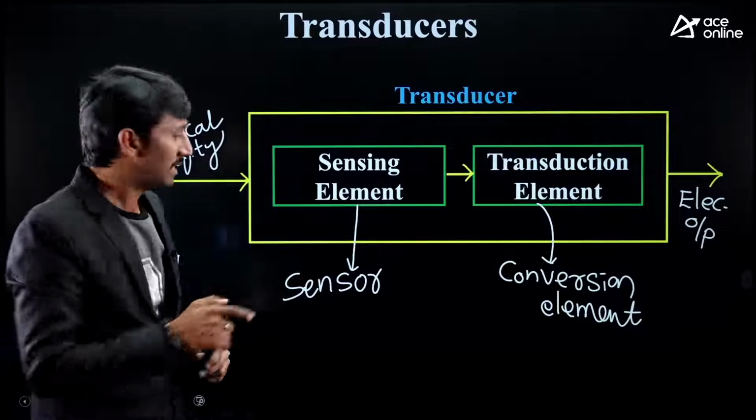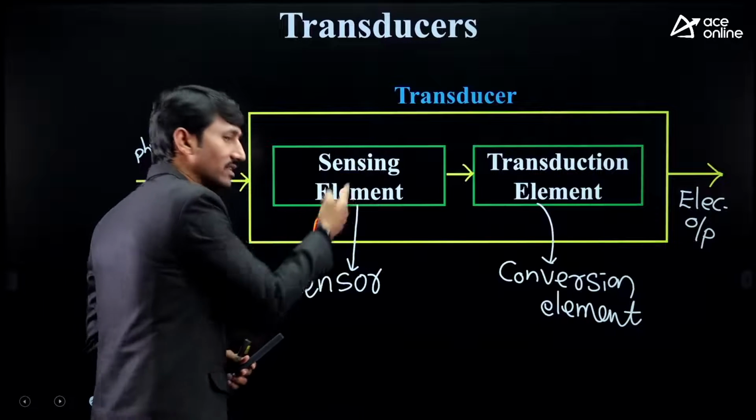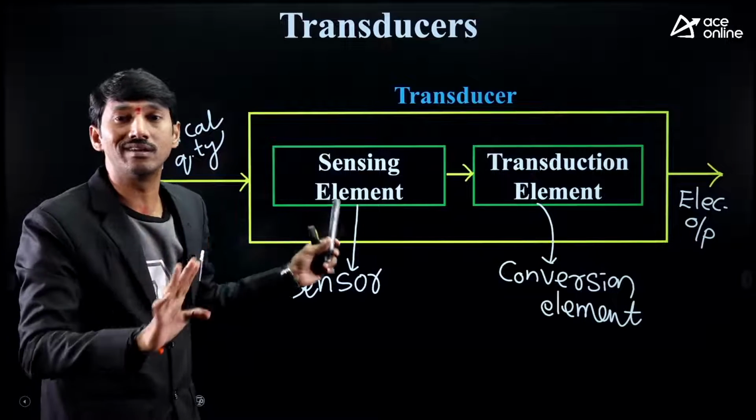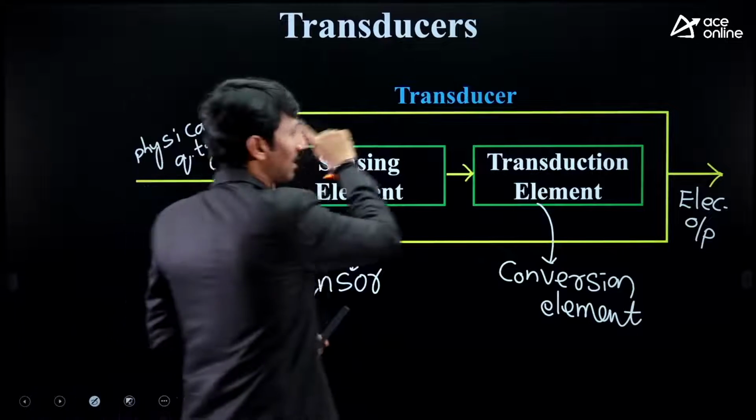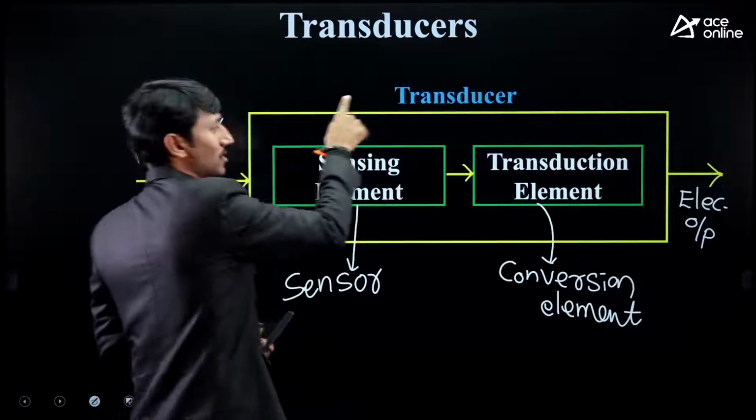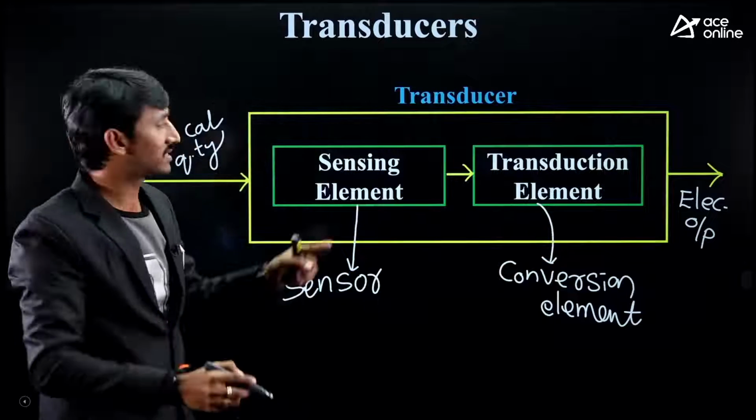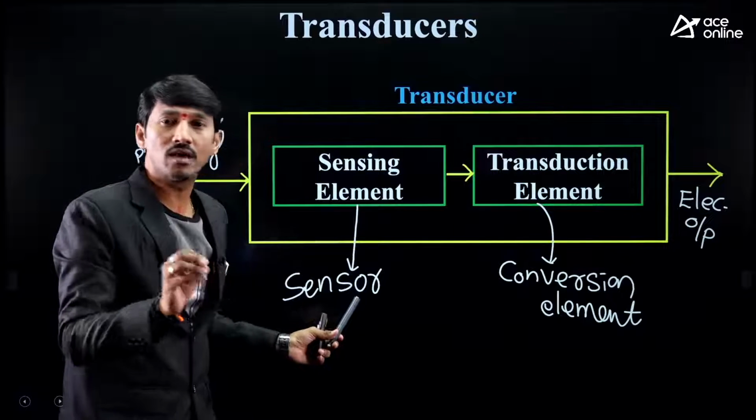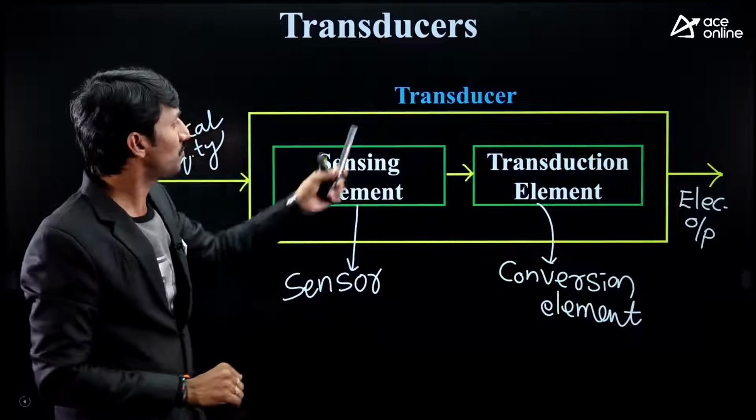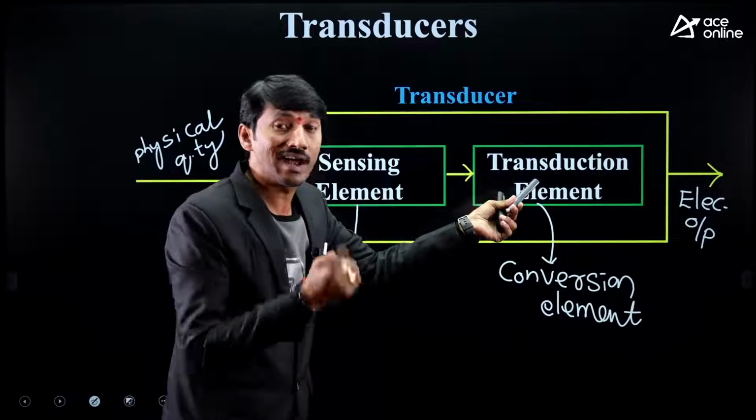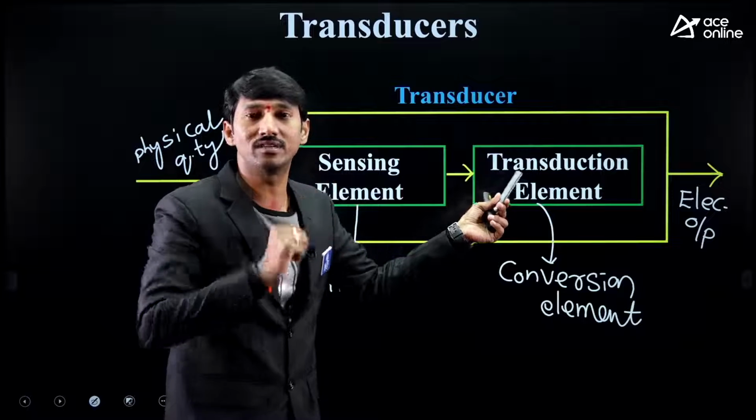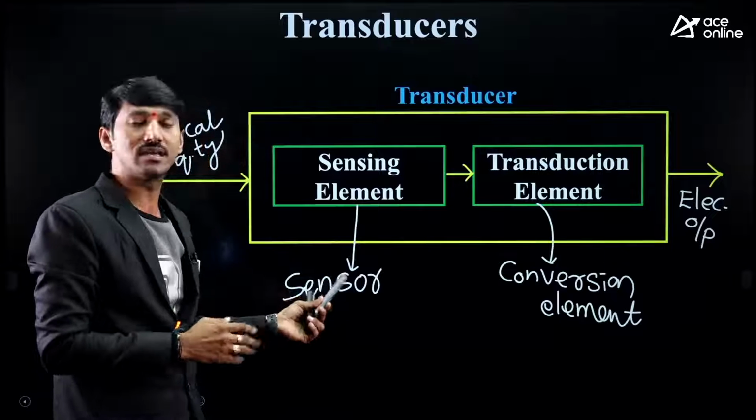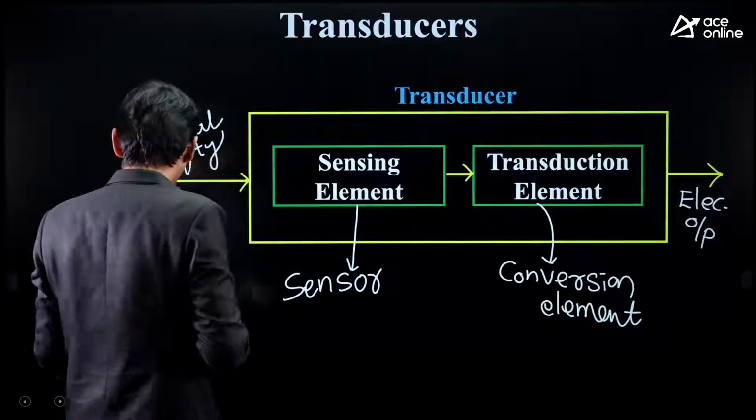Very important point. A sensor only senses, only responds to the physical quantity. It does not convert at all. But a transducer means the complete box is the transducer. It has the sensor as well as the conversion element. So a sensor only senses and does not convert, but a transducer has the transduction element, the conversion element. Therefore, a transducer is a conversion device and a sensor is only sensing. That's why I am writing clearly here.